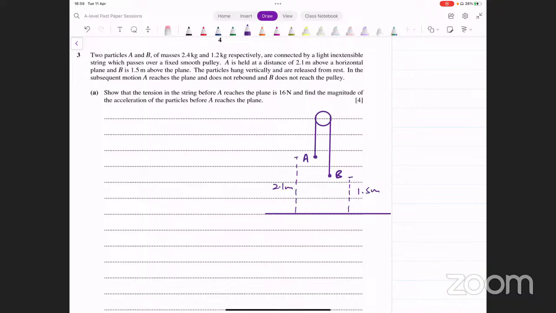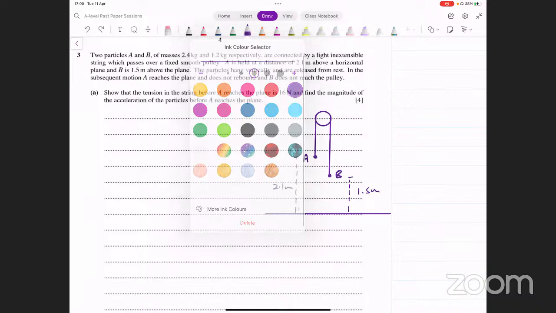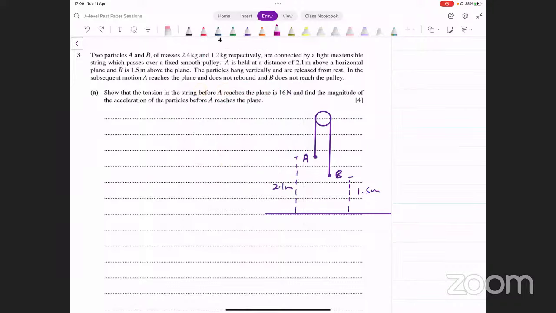The particles hang vertically and are released from rest. In the subsequent motion, A reaches the plane and does not rebound. So A is coming down and it does not rebound. The reason for that: let's see A's weight. A's mass is 2.4 kilograms, so its weight will be 24 Newton, acting downwards here. And B's weight is 1.2 into 10, which is 12 Newton. A's weight is greater. If you release them, of course A will be coming down and B will be going up, right? A comes down, does not rebound, touches the ground, and B does not reach the pulley. That is what it told us.